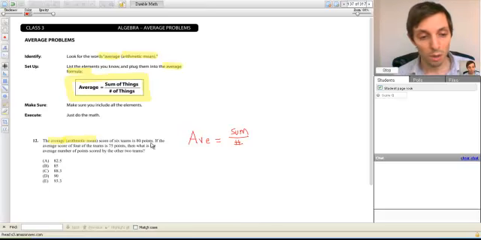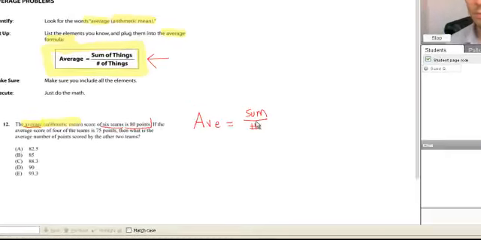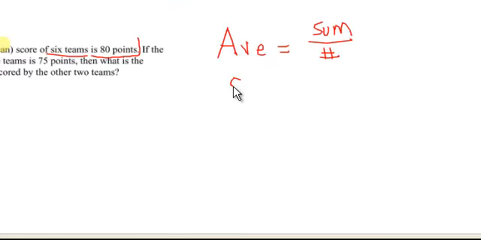So, for example, all right, let's look at number 12. We want to look for elements that we can plug into this formula. We want to look for averages or sums or numbers, right? So let's just start reading it again and see what we can plug in. The average score of 6 teams is 80 points. Okay, well, we can stop there and see what elements we can plug in. It tells us that the average score is 80 points, right? So we can plug in 80 for average.